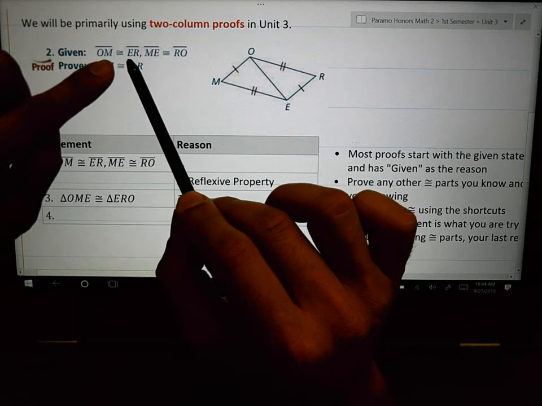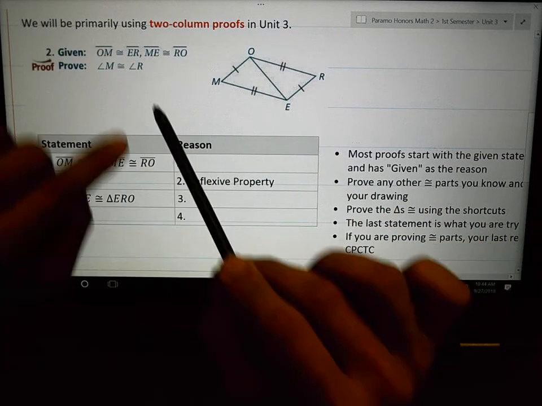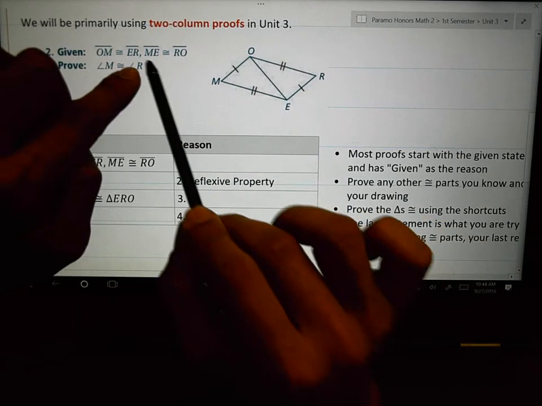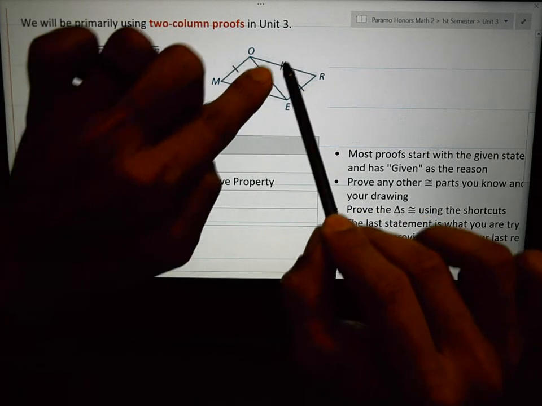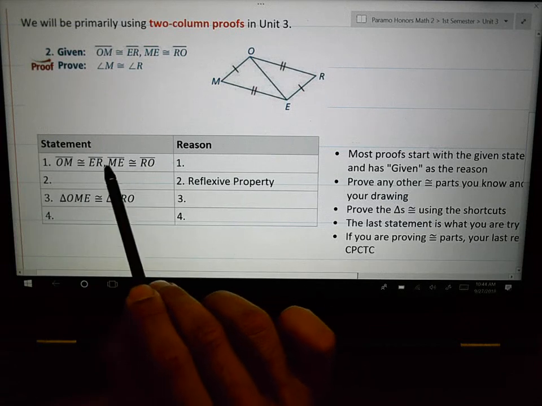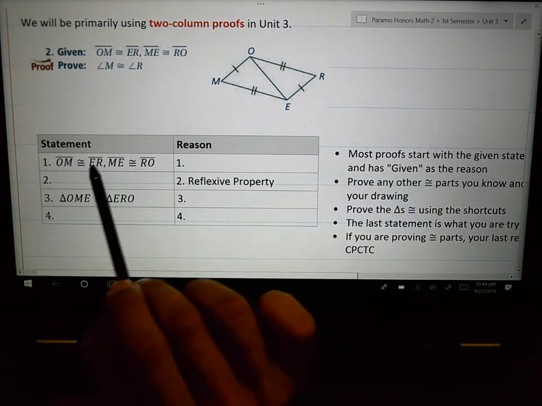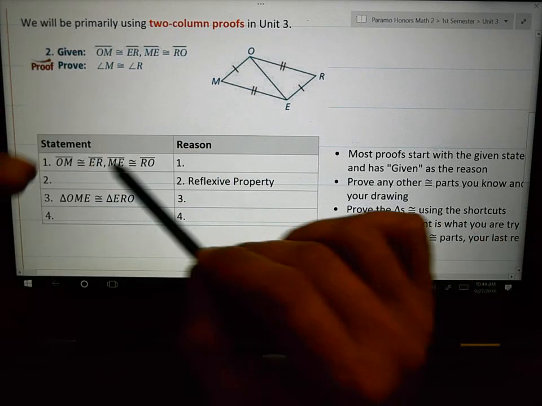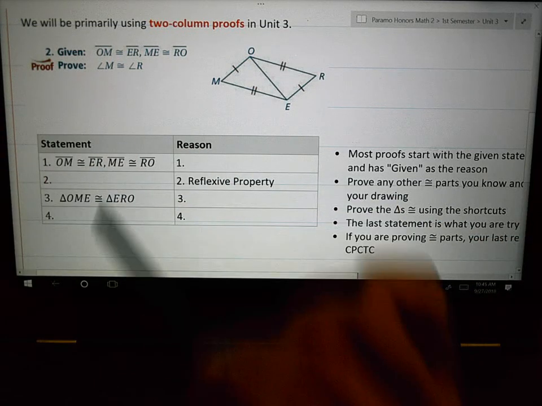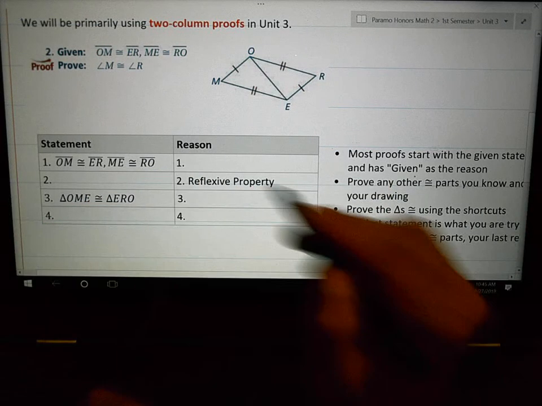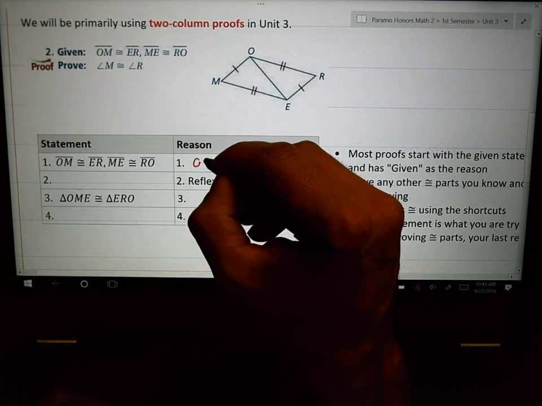Side OM is congruent to side ER. Segment ME is congruent to segment RO, and since it's the second side, they have a double and a double for both of those. That is the first statement. Why do we know this? What is the reason why we know this to be true? It's because of one thing, because it was given. That's our first reason. We fill that in.